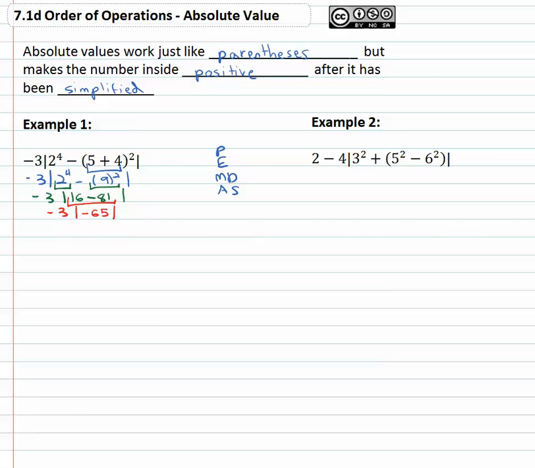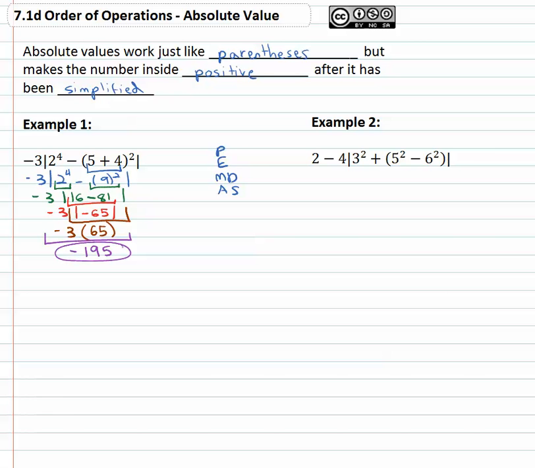And we're still not technically done with it yet, because we actually have to take the absolute value. That's when we're done with the parentheses, after we take the absolute value, and it must be done on its own step. Taking the absolute value, we have negative 3 times the absolute value of negative 65 is positive 65. And now we're ready to finish by actually multiplying negative 3 times 65, which is negative 195.